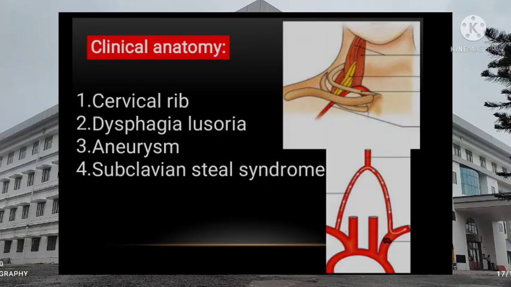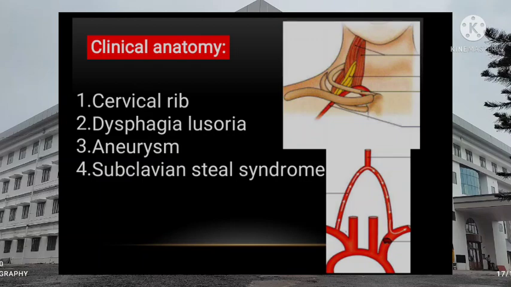Some clinical importance of the subclavian artery. First one, the cervical rib. It may compress the subclavian artery and diminish the radial pulse. Next one is dysphagia lusoria. The right subclavian artery may arise from the descending thoracic aorta.